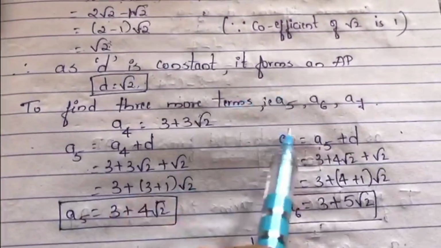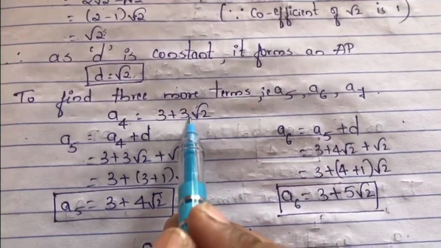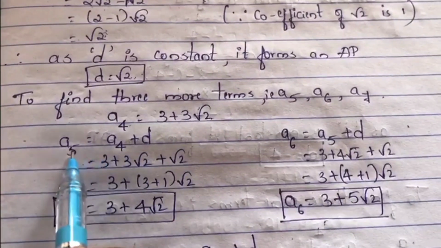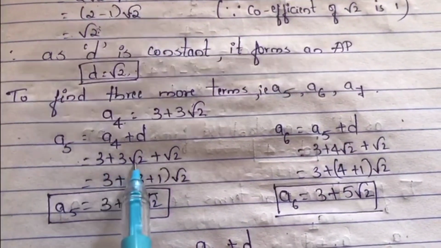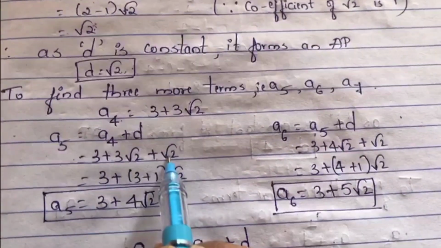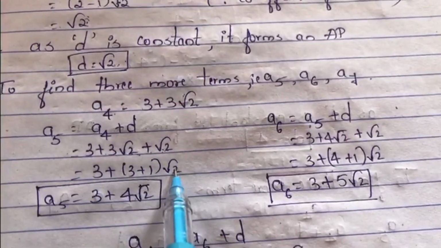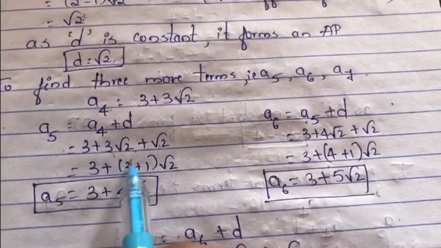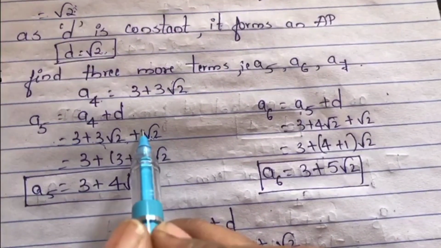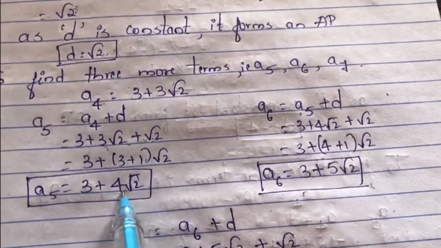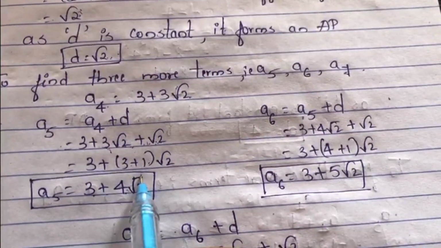Let's find out A5, A6 and A7. Here A4 given it is 3 plus 3 root 2. You can write A5 as A4 plus D. A4 is 3 plus 3 root 2 plus D is root 2. Here you can take root 2 as common, and here as there is no number, you can take it as 1. Therefore 3 plus 1 will be 4. Here answer will be 3 plus 4 root 2.